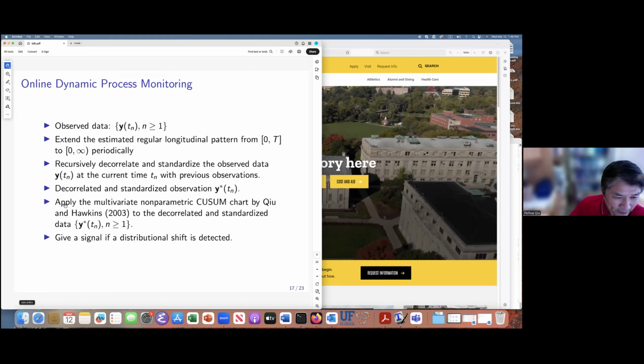Okay. I said here we need to apply a multivariate non-parametric Q-sum chart to the standardized data. I can tell you how, because this is a Technometrics paper, and all those methodologies were developed by myself. Suppose this is the standardized and decorrelated data. It's a vector. Because it's non-parametric, we don't know its distribution. So for each component, we categorize the data.